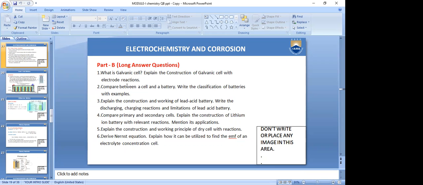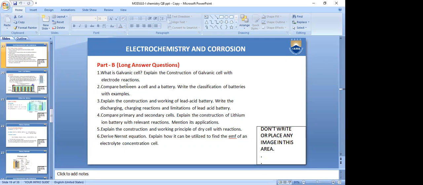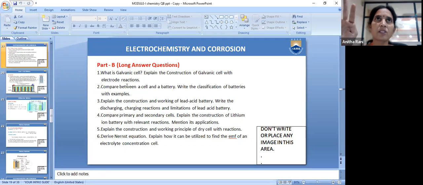Okay, so you have to write the construction, working of the galvanic cell, and function of the salt bridge. You write one line on the function of the salt bridge. What is the function of the salt bridge? It maintains electrical neutrality in both the electrolytic solutions. And the representation of the galvanic cell, and what is EMF. So you write this completely.